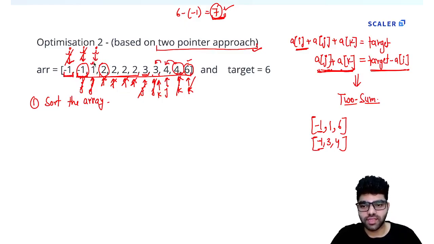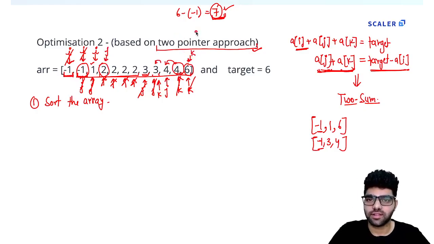So if i is having a different value, then again you need to initialize j and k, and again you need to apply the two pointer approach. So in this way you are going to get all the unique triplets whose sum is equal to target. All right, let's try to code this approach.